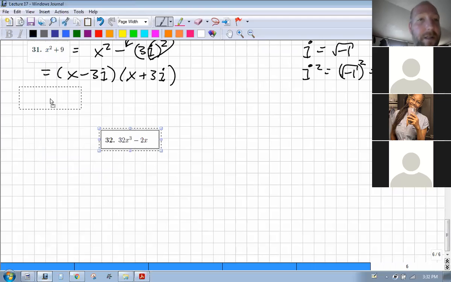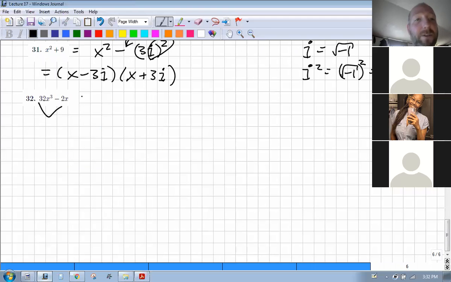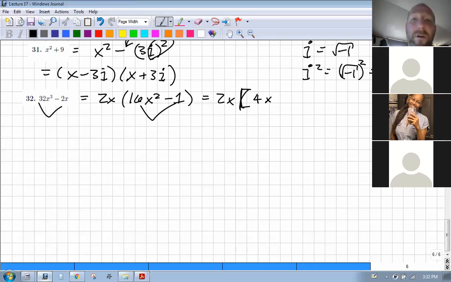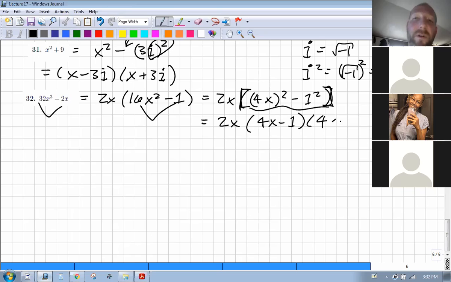So let's look at this one here. Here we can pull out a 2 and an x before we do anything. This would give us a 16x squared minus 1. So difference of two squares here. This is 4, let me do a square bracket. 4x squared minus 1 squared. So we have a 2x. This here becomes 4x minus 1 times a 4x plus 1. And it's factored. You can always multiply these out to check your work.